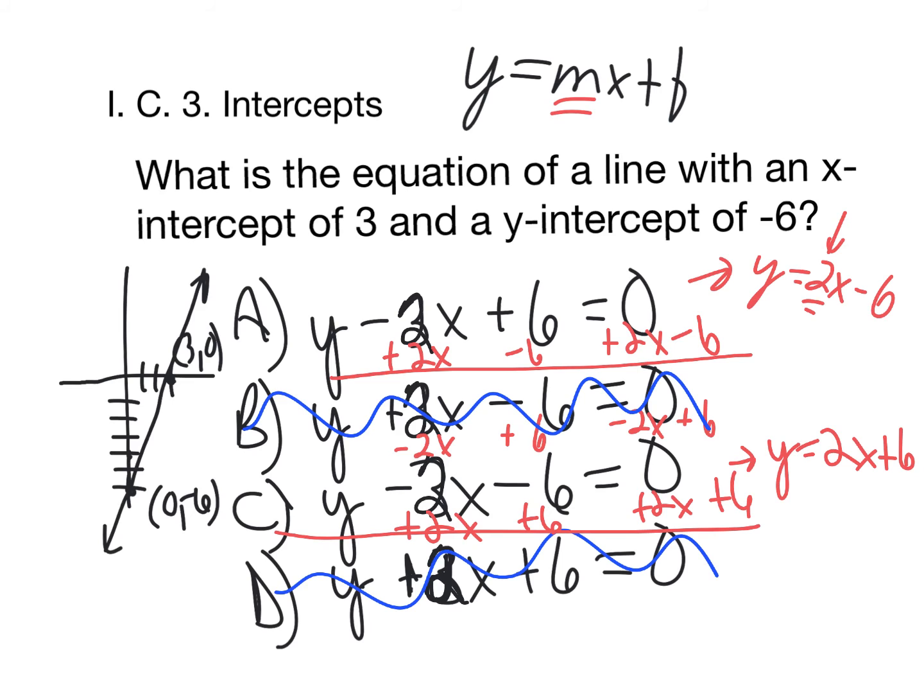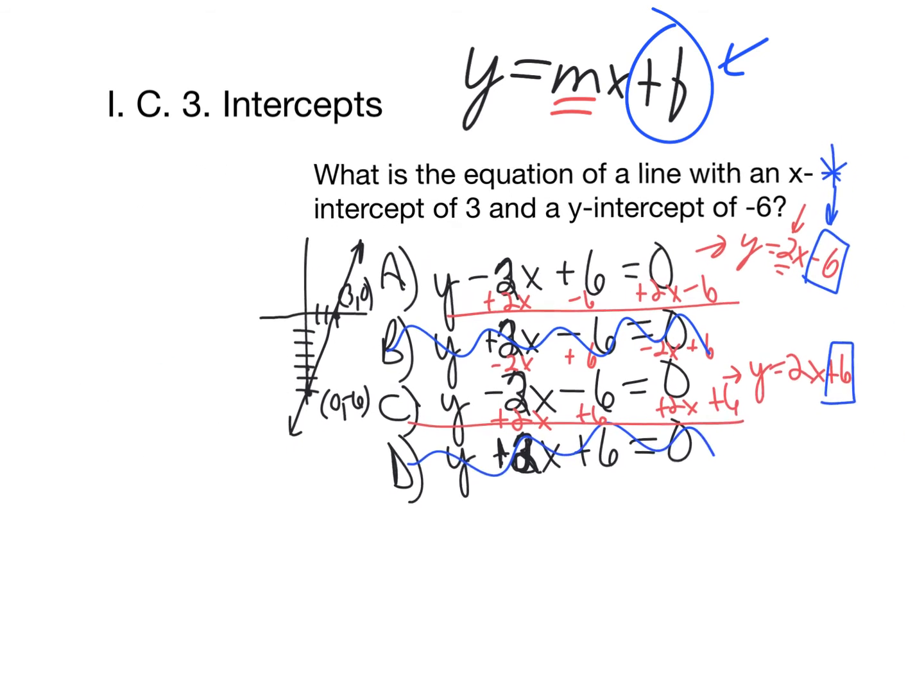Okay, and then the good thing about solving it for y is that this constant, this plain number at the end, is our y-intercept. So on A, that has a y-intercept of 6. B, I don't know if I said that right, y-intercept of -6. And then on choice C, it has a y-intercept of 6. So -6 is what we want. So that's really the only option that could work.